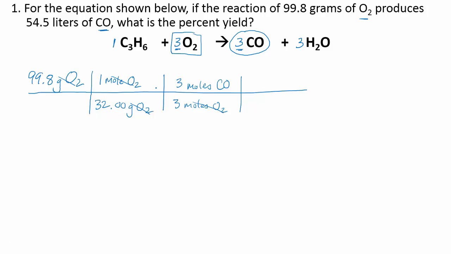Right now, if I punch this into my calculator, I would have some answer, and the units on that answer would be moles of carbon monoxide. We don't want to stop there. So, to get to the units that we actually want, we should look at the problem and make sure that we don't already know what units to use.